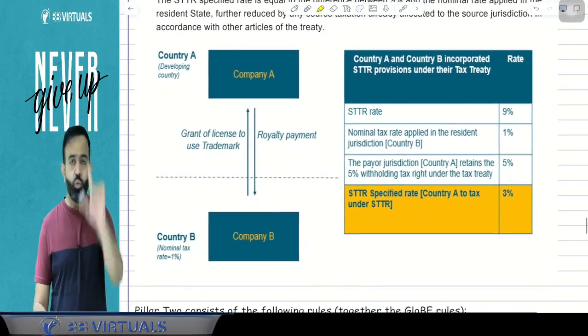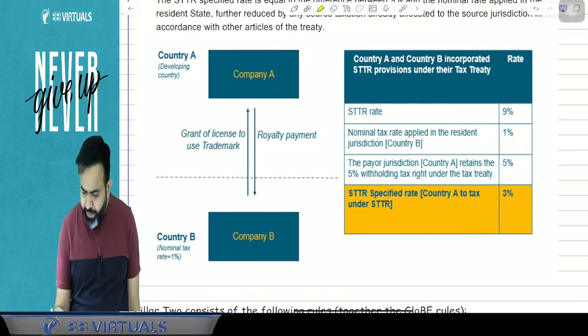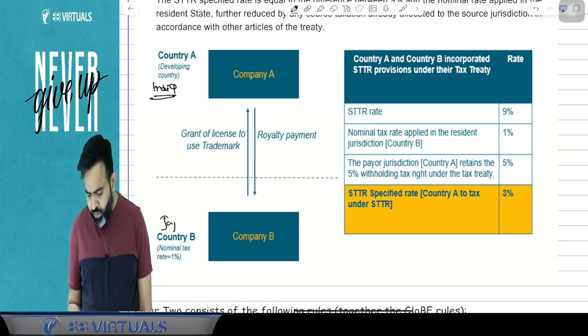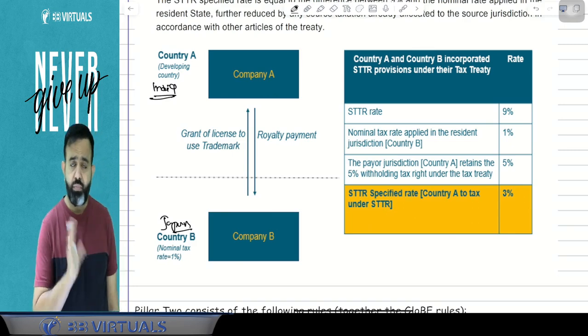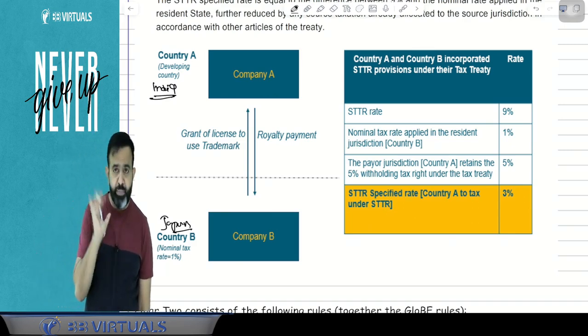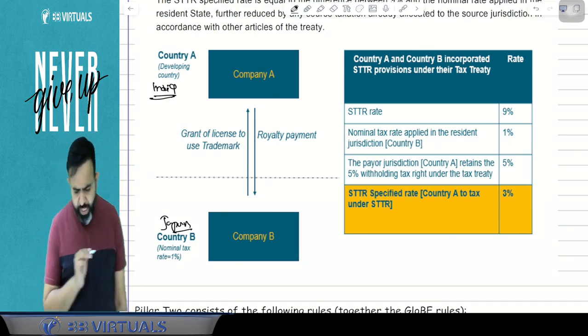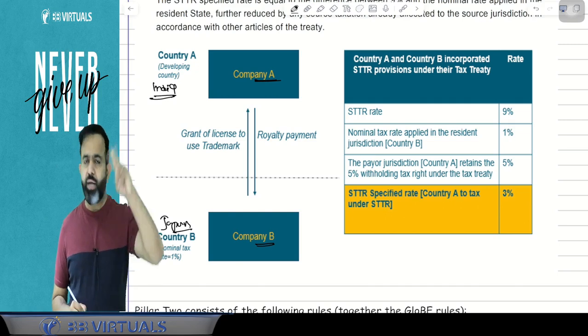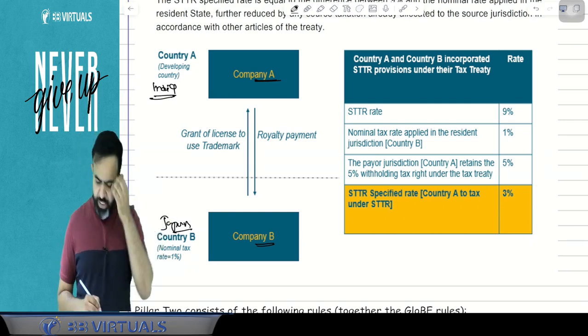Suppose, guys, there are two countries. One is country A and one is country B. Now country A is a developing country. Example, suppose country A is India. India is a developing country. And country B is, suppose, Japan. Japan is a developed country. Now what happened? In India there is a company, company A, and in Japan there is a company B, and both are connected persons, both are associate enterprises.